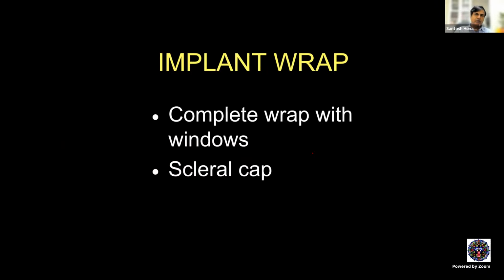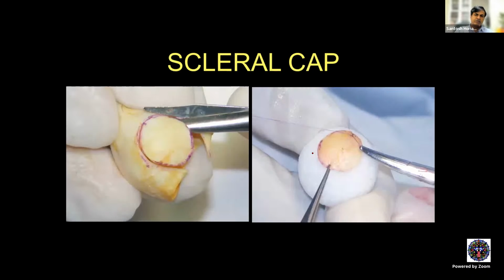So when you wrap the implant, you can completely wrap it with fenestration windows that I earlier mentioned, which will allow for suturing of the extraocular muscle and also fibrovascular integration, or you can use a scleral cap. Now, this is a nice technique of scleral cap. Whenever I used to use, now I don't use, porous polyethylene implant, I would use this scleral cap technique.